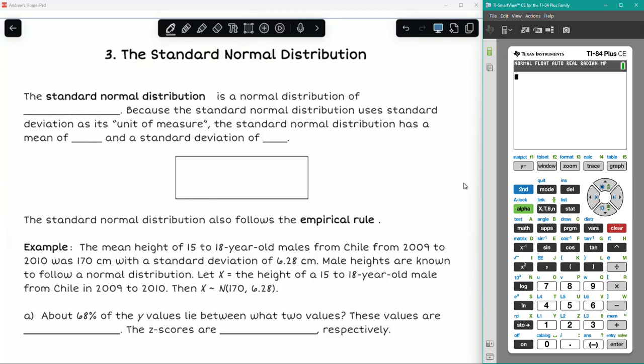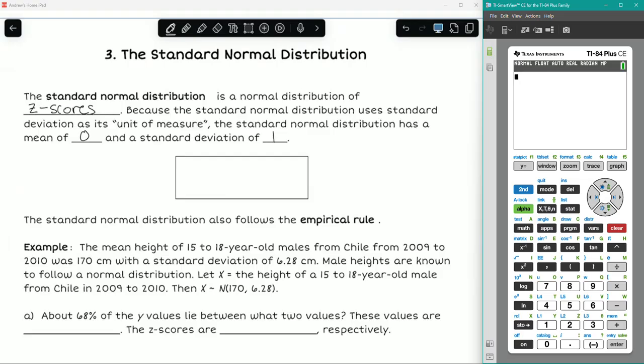In this video, we're going to talk about something called the standard normal distribution. And the standard normal distribution is a normal distribution of z-scores. Because the standard normal distribution uses the standard deviation as its unit of measure, the standard normal distribution has a mean of 0 because any data value that's at the mean has a z-score of 0, and it has a standard deviation of 1.